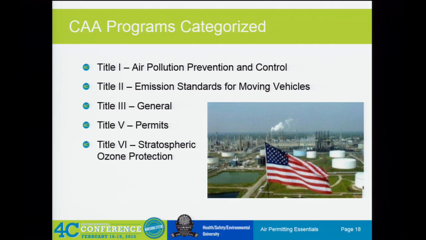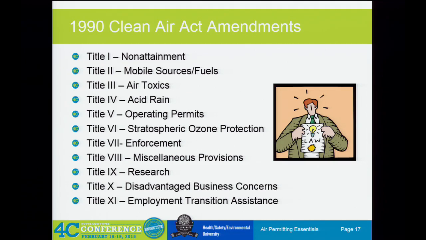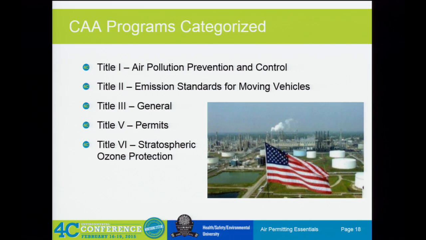But what we know as the Clean Air Act today is these 6 titles. So the 1990 Clean Air Act amendments rolled all of these titles into these 6 titles of the Clean Air Act. So Title I is our air pollution prevention and control. That's a lot of what we're going to be talking about with respect to our new source review permitting. And Title V, which is our operating permits. Title IV, I left it out. I forget what exactly it was for, but it doesn't have to do anything with air permitting, so not important for this class.